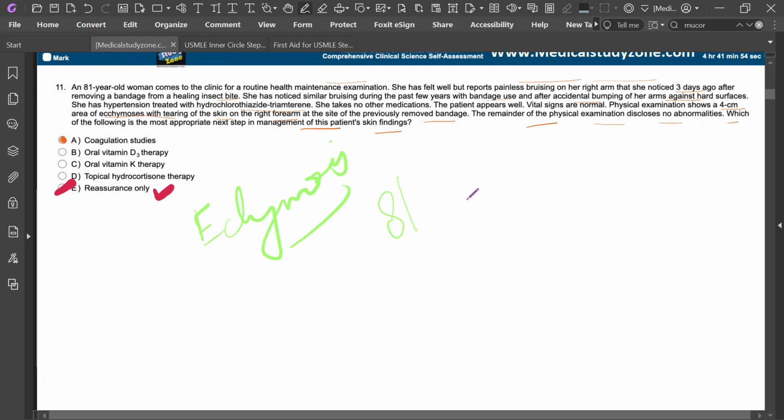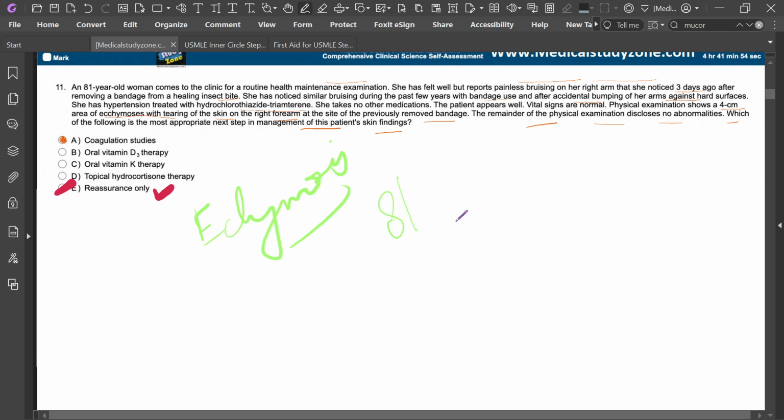In older adults, decreased blood flow to the skin and the underlying tissue can also contribute to slow wound healing, making it more likely for bruises to persist. These are normal physiologic changes expected with aging.